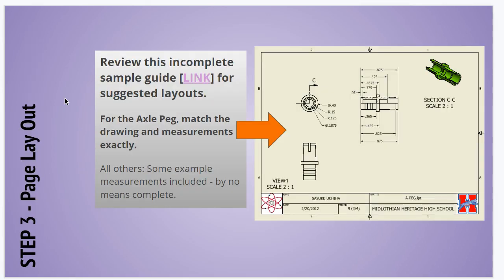There is a link to a very incomplete drawing set, but it will give you some suggested layouts. For the axle peg, I would like you to match this drawing pretty much exactly, with the overall length values on the internal values listed above the section view and the overall external length values on the lower part of that section view. Notice how I did not dimension the little ribbed portions. I'm sticking to the gross measurements, or the measurements that mostly define the part. And on the circular view, notice how I only dimension the circles that are visible. Actually, to dimension this properly, we would need to add several more views, and I think you get the idea. So we're just going to match this one.